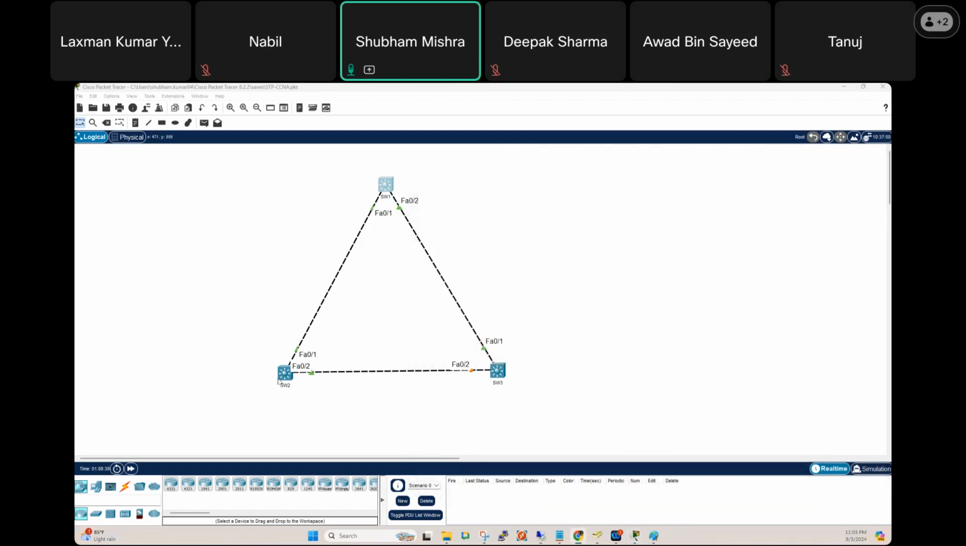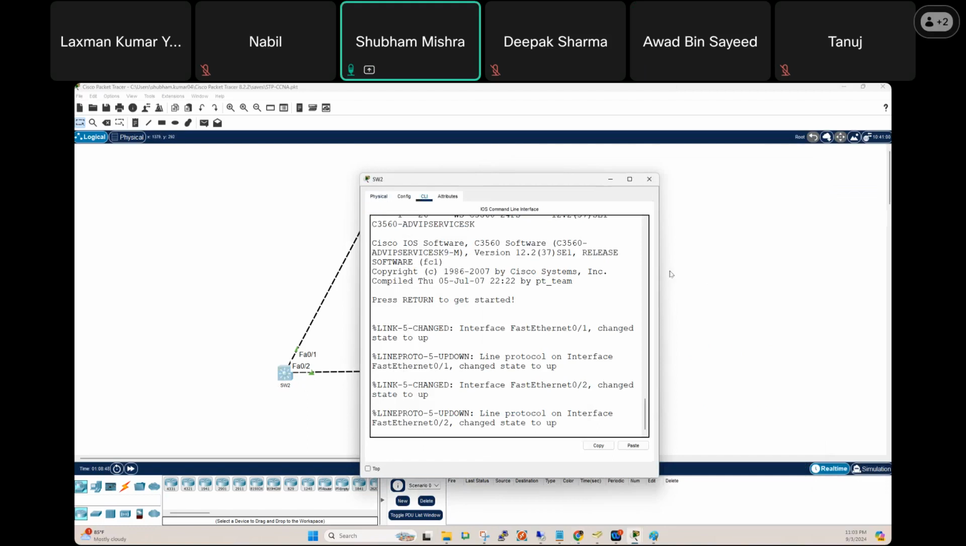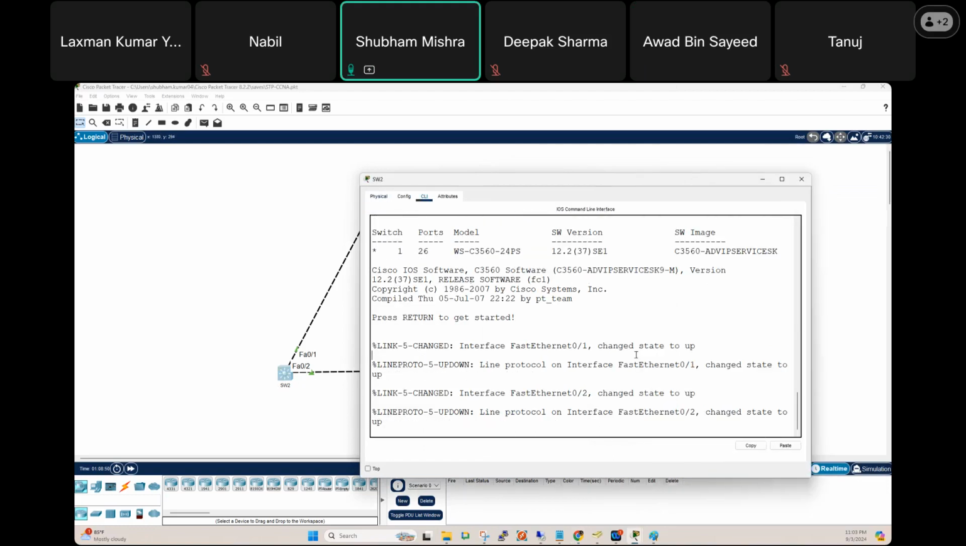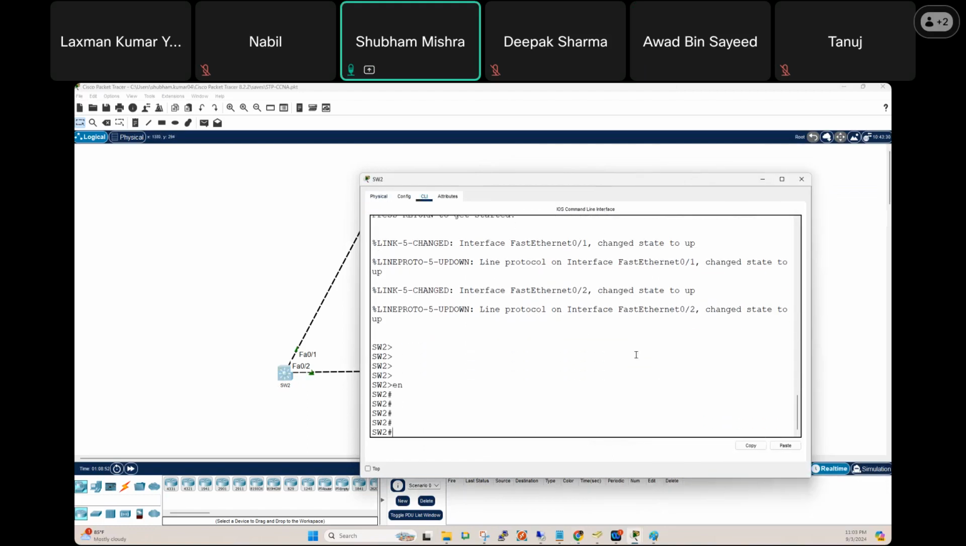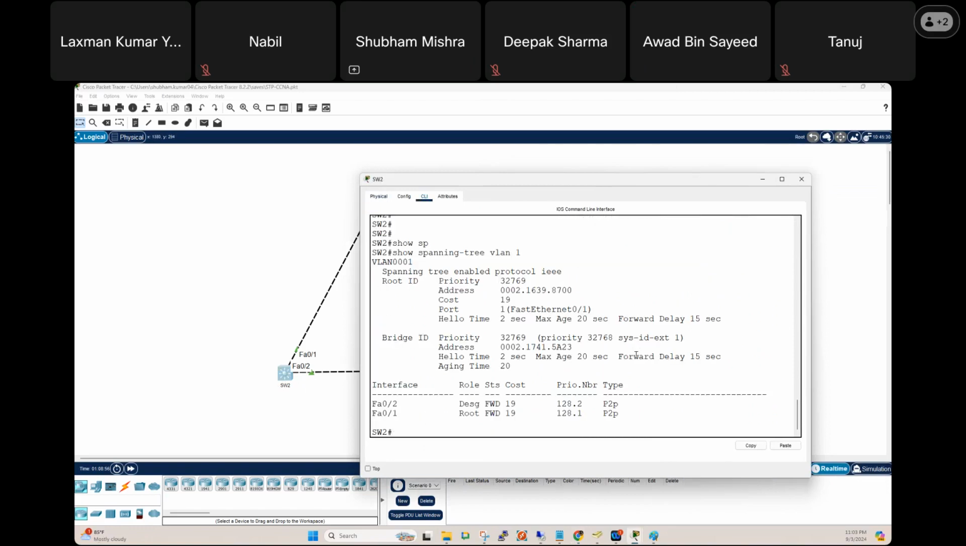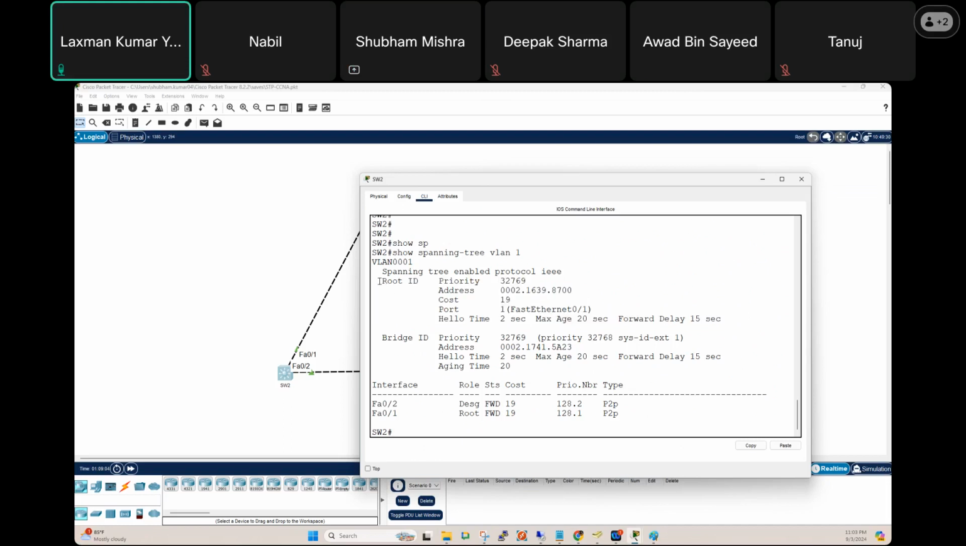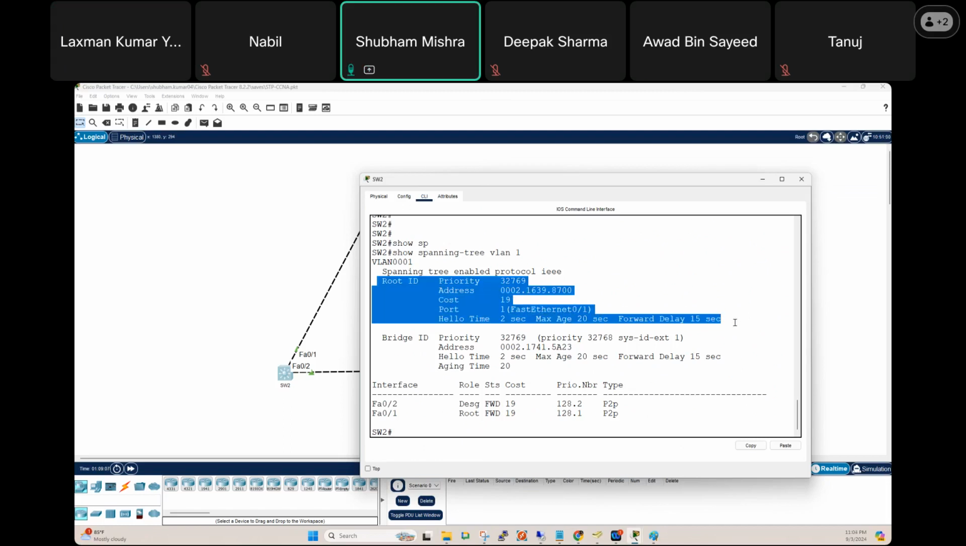Now both of these switches are called non-root bridges. When I open switch number 2 and run show spanning-tree vlan 1, see now, what is the priority? This is the root detail. Again, this is the root detail. It means here you will get the information about your root bridge.